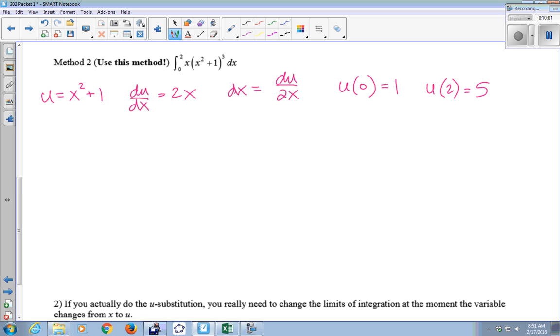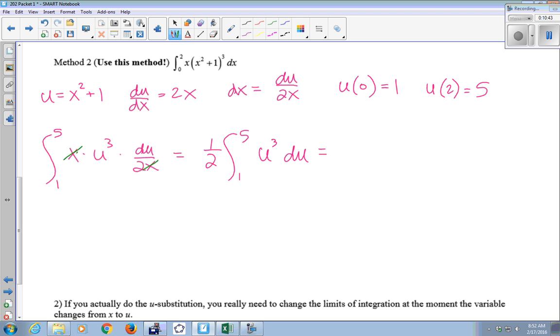So now I start my whole problem again, and I change the limits of integration. Then I don't have to worry about ever going back to x's. It actually saves you a lot of time in the long run. So this becomes the integral. I'm changing to u's now, so I'm going to put a 1 and a 5 as my limits of integration instead of a 0 and a 2. And this becomes x times u cubed times du over 2x, the same u substitution we did before. The x's cancel. Pull the 1/2 out of the integral. So this becomes u cubed du.